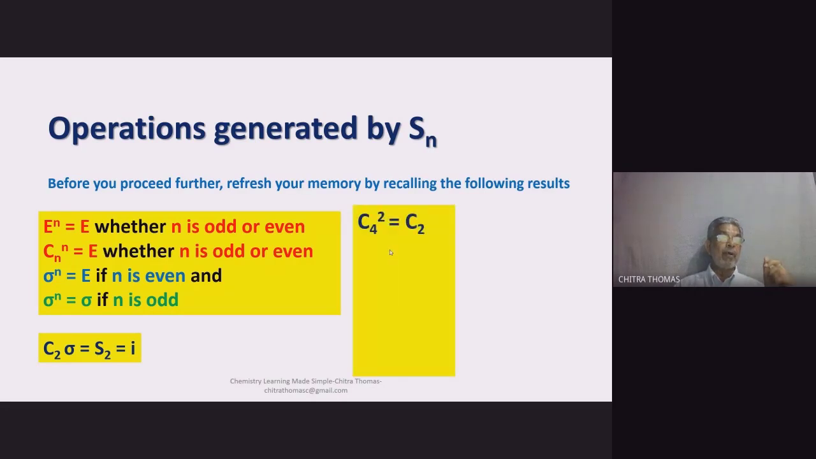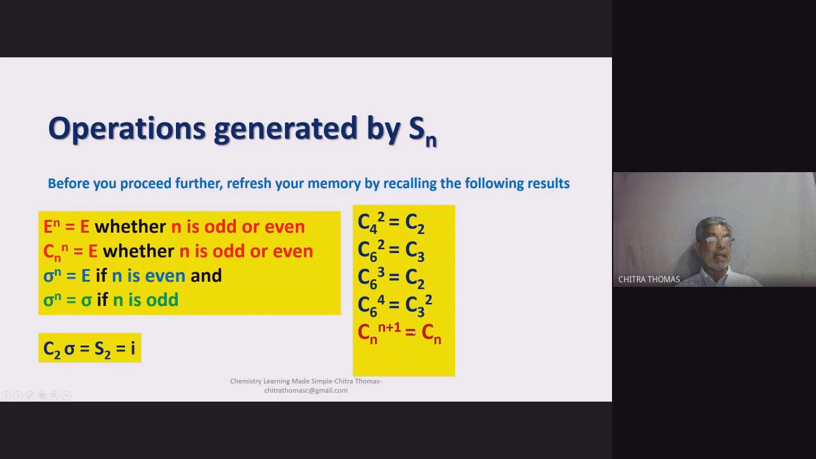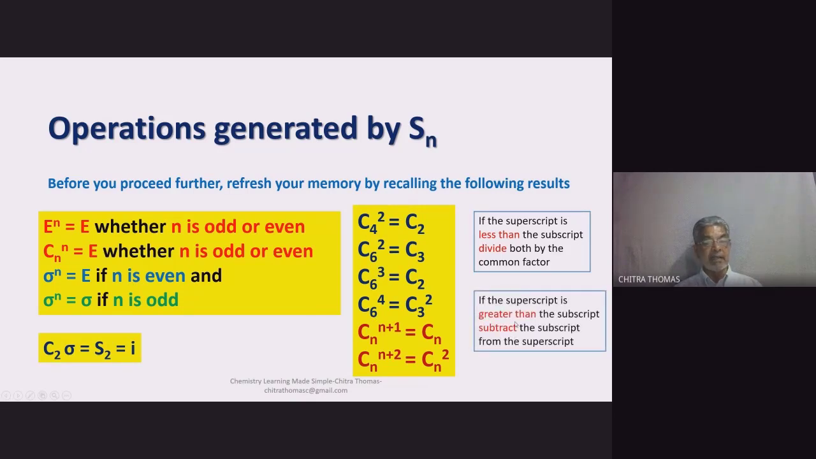Then C4^2 is equal to C2. Then C6^2 is equal to C3. Then C6^3 is equal to C2. C6^4 is equal to C3^2. Cn^(n+1) is equal to Cn. Cn^(n+2) is equal to Cn^2. Because if the superscript is less than the subscript, divide both by the common factor. That's what we have done in these four operations. And if the superscript is greater than the subscript, subtract the subscript from the superscript.